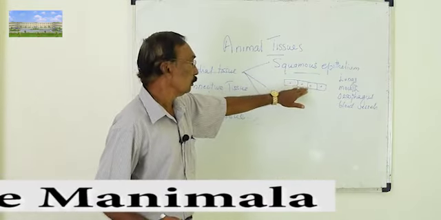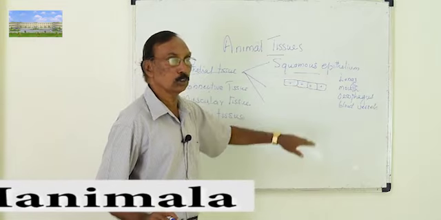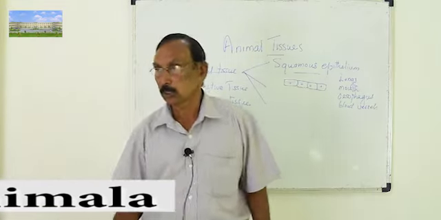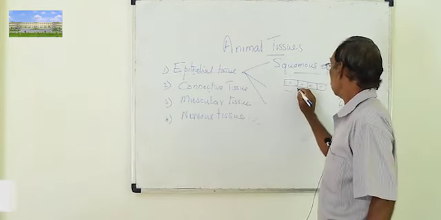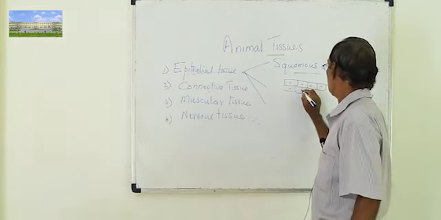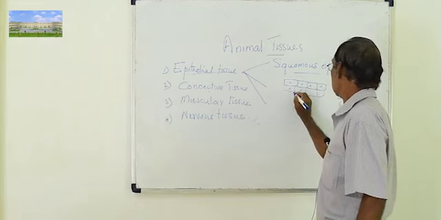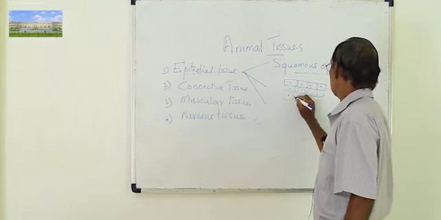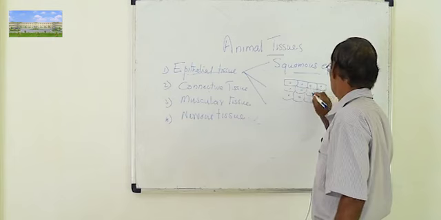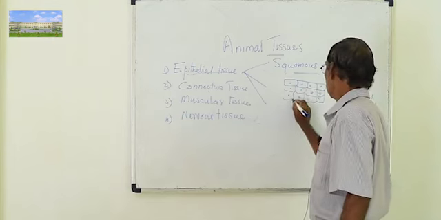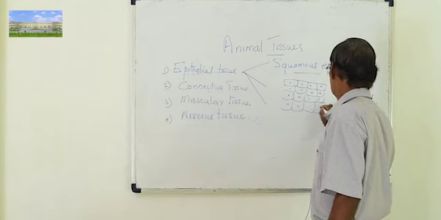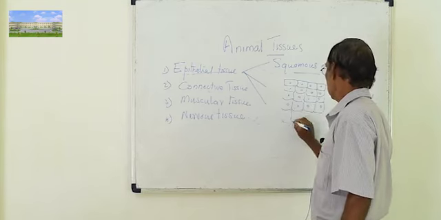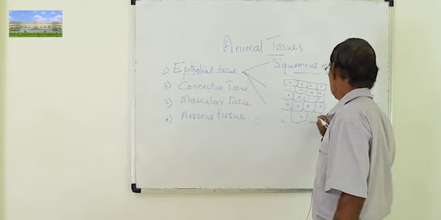And skin also is made up of this kind of epithelial cell, but not one layer. Many layers are there. You can see many layers of cells present in the skin, a squamous epithelium with many layers. And then we give it another name.